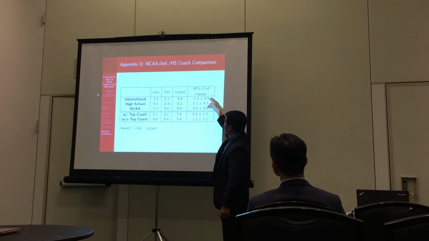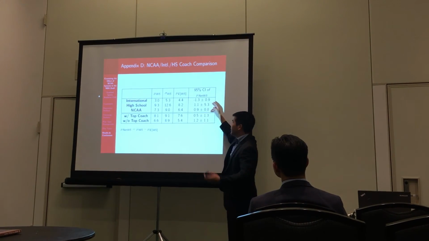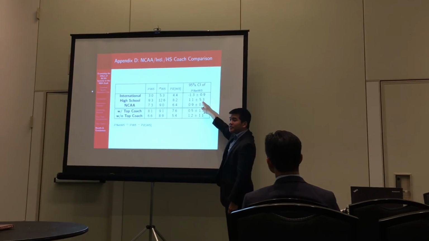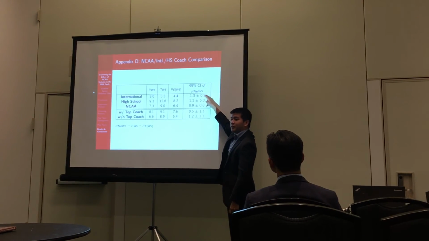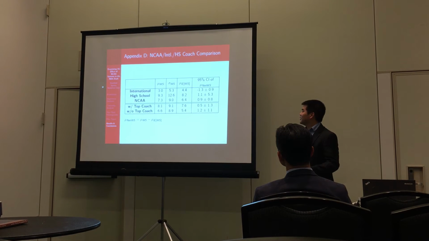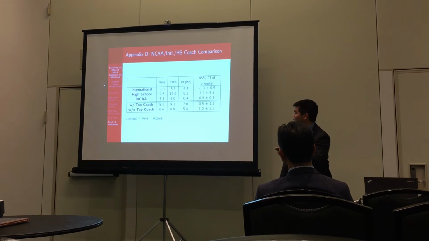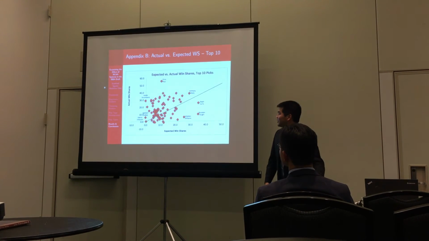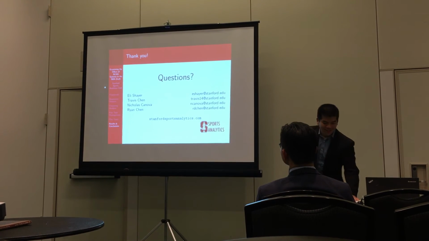And the last thing that's kind of interesting also, kind of according with our intuition, high school players are very high variance, and international players very frequently don't pan out. So that's the last piece. I guess at this point I will retreat back to the question slide, and I'm happy to take your questions.